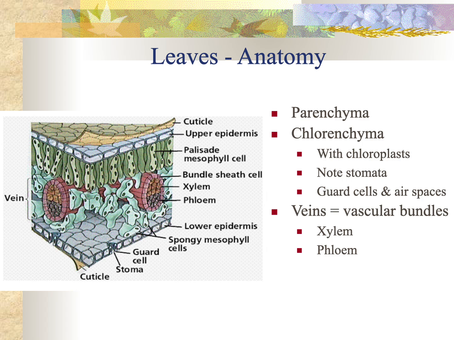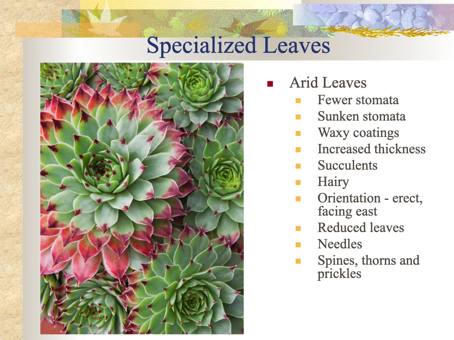The stomata are openings in the lower epidermis. There may be some in the upper epidermis. It depends on the plants. Specialized leaves. One of the most common specializations is for dry areas. So arid areas will have leaves that might have fewer stomata. They might be sunken in pits. The leaves might have a waxy coating and increased thickness.